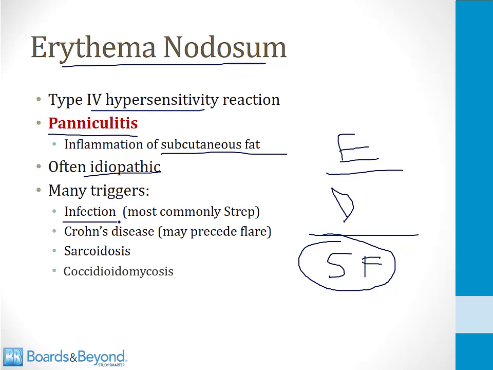So infection is the most common trigger. Usually it's a strep infection. This can also be triggered by Crohn's disease in some cases, and there are many people in whom an episode of erythema nodosum precedes a flare. So they will develop this skin disorder, and that means that they're about to get a flare of their Crohn's disease with GI symptoms. And then erythema nodosum is also associated with sarcoidosis and coccidiomycosis, the fungal infection.